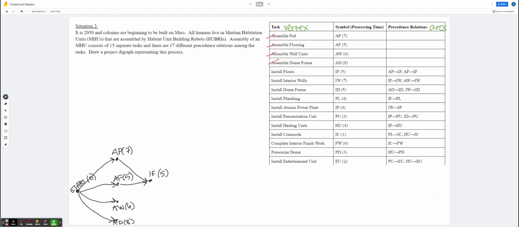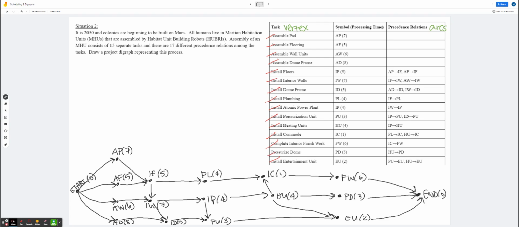If I look at the next one, install interior walls, that has to come after I assemble the wall units and after I install the floors. So I'm going to put that here. Install walls after this one and after this one. Okay, and then you continue doing this for all of the tasks, drawing an arc for each precedence relation. So go ahead and pause the video here, try to finish up the rest of this project digraph, and then come back and click play to check your answer.